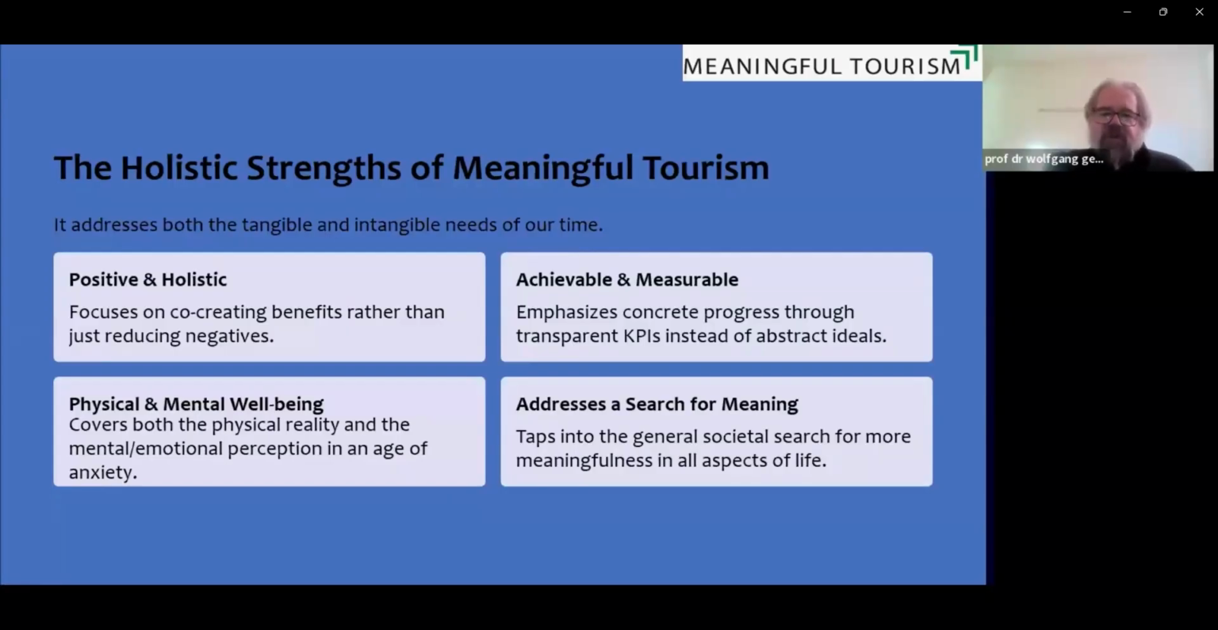Tourism, as we all know, is all about perception. And so we can see that more and more people are anxious, and so therefore it is not possible to just look at the numbers, look at how many taxes our community is getting from tourism. We also have to really reach the emotional perception of host communities, for instance. So therefore, there is a search for more meaningfulness in all aspects of life, and tourism, if it wants to stay relevant, needs to tap into this search for meaningfulness.